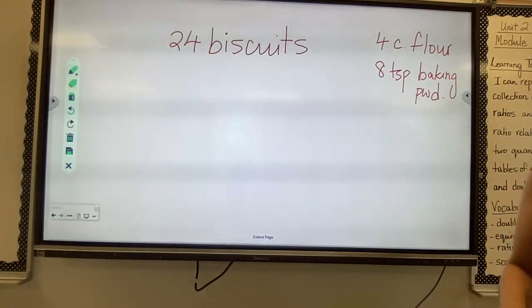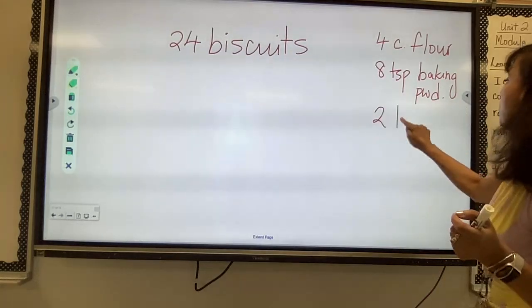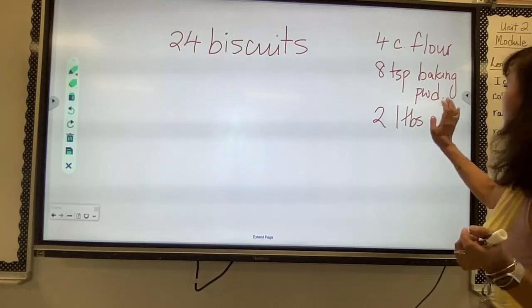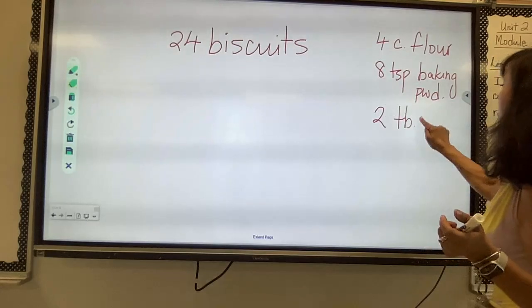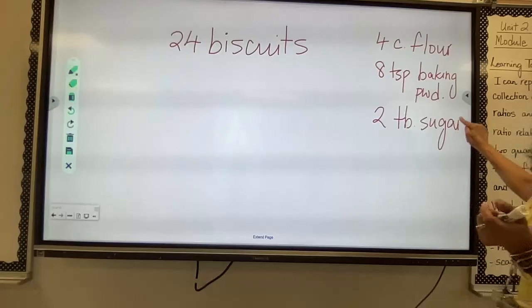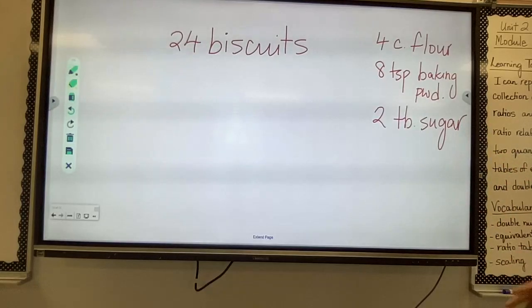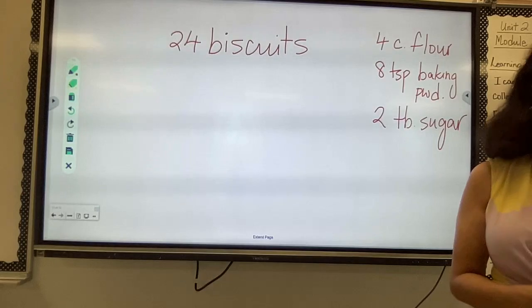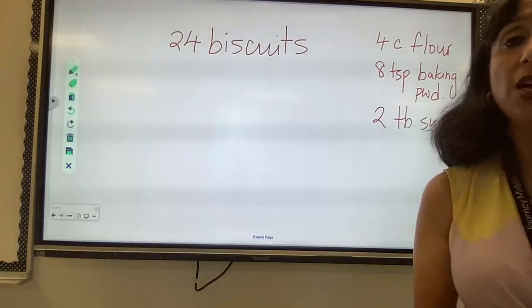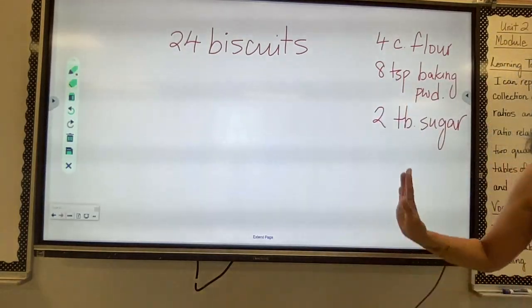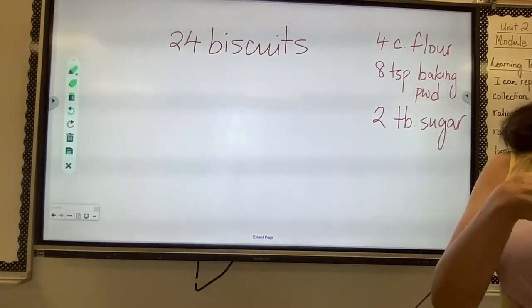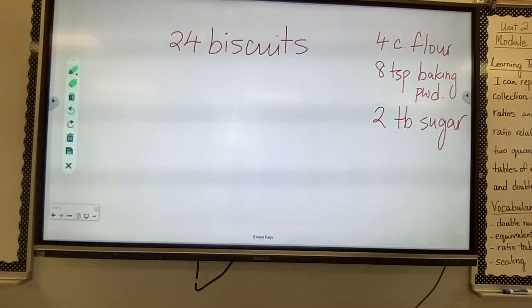We have 2 tablespoons sugar, 1 teaspoon salt, 1 cup shortening, 2 large eggs, 2 cups milk. So basically all the ingredients are listed here. But I'm not going to write the rest down because we are only going to focus on what the ratio has been asked for. These are the ingredients needed to make 24 biscuits.